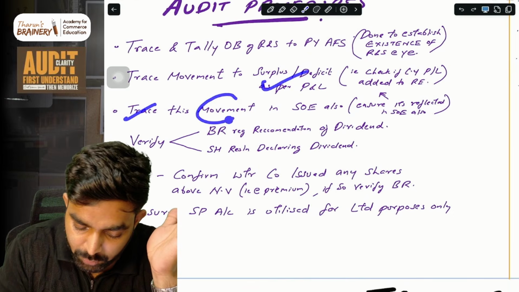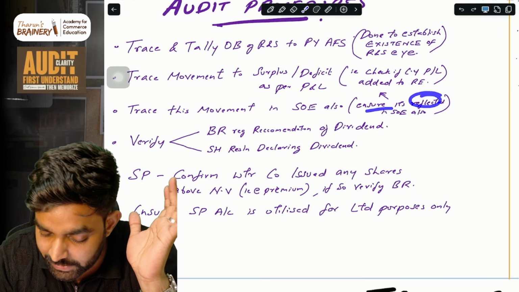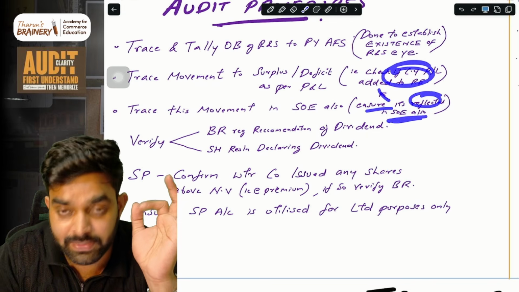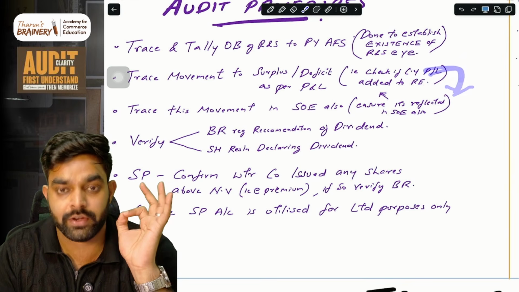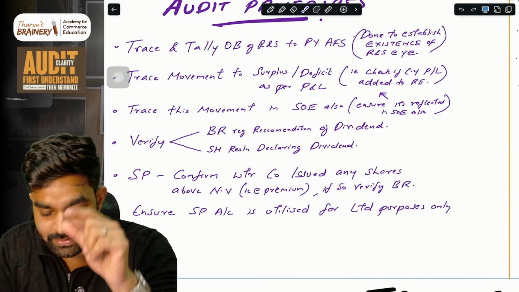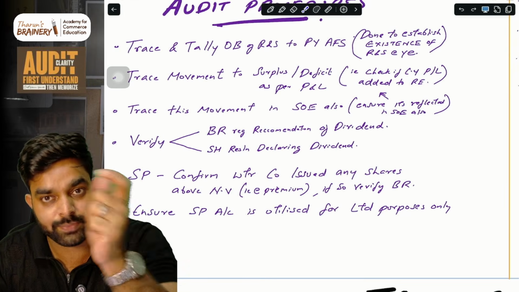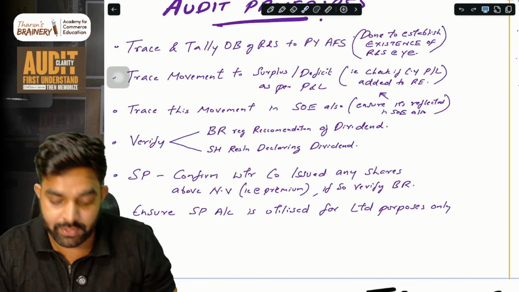Then trace the movement in the statement of equity, SOE. Ensure it's reflected in the statement of equity also. Whatever that extra money, make sure this is reflected in the statement of equity also. That is, this extra profit from the current year which we are taking into reserves. First thing we are checking is whether it is taken to the retained earnings properly. Then we will also check whether that entry is coming in the statement of equity also.